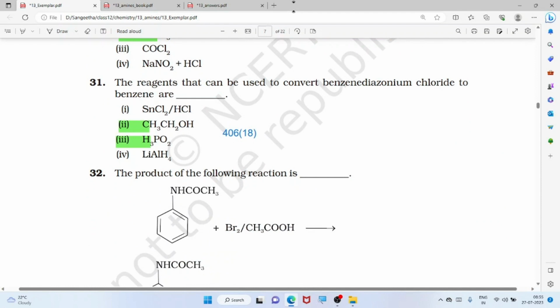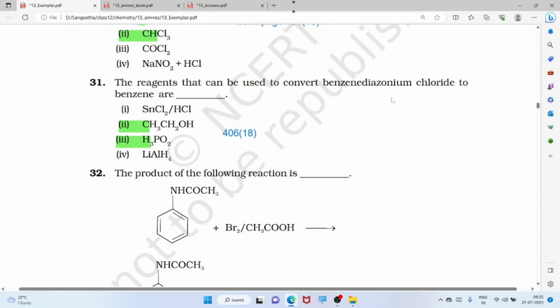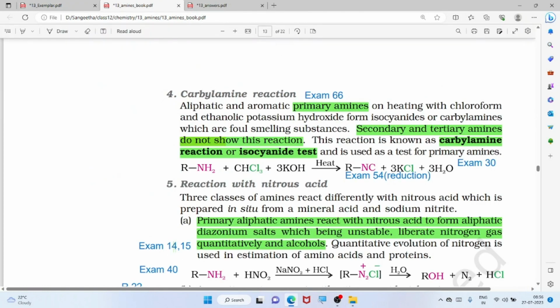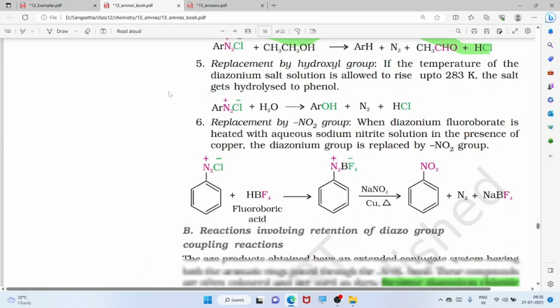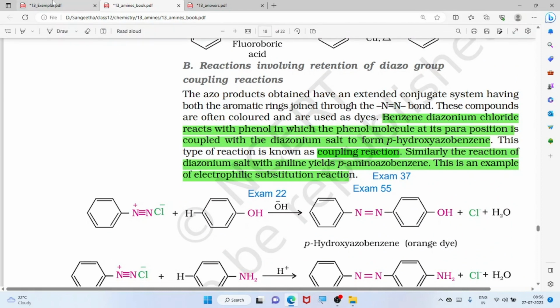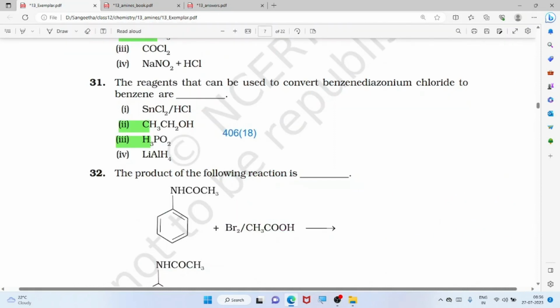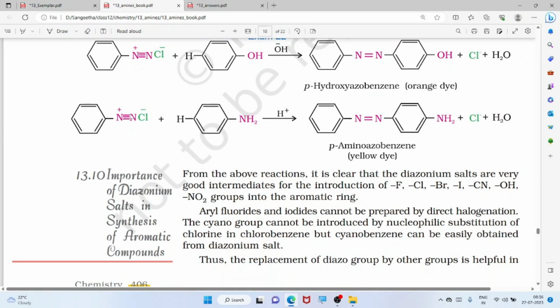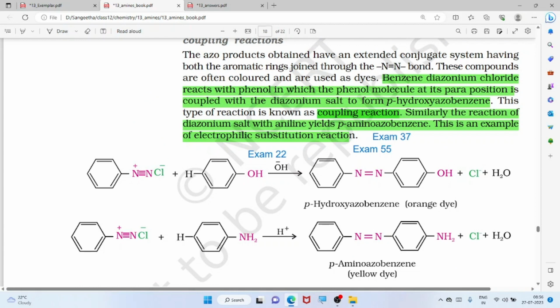The reagents that can be used to convert benzene diazonium chloride to benzene are these things. Okay. Benzene diazonium chloride. So here this alcohol and these things are used to convert to benzene. You can go through it, how it reacts.